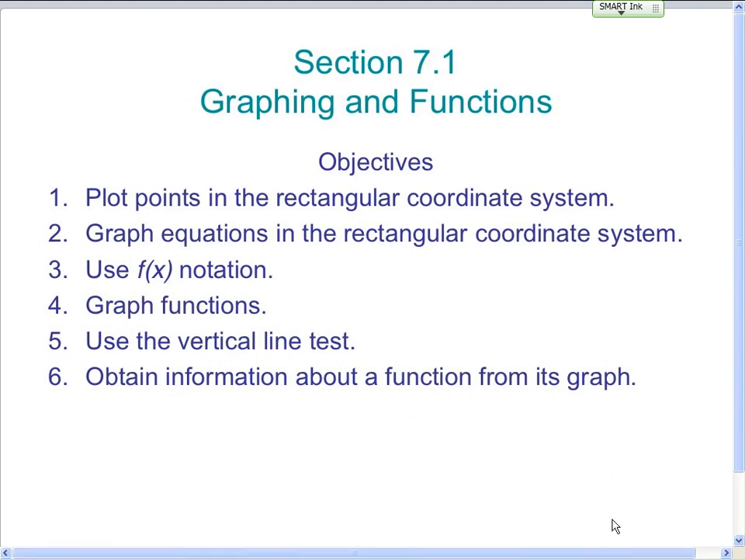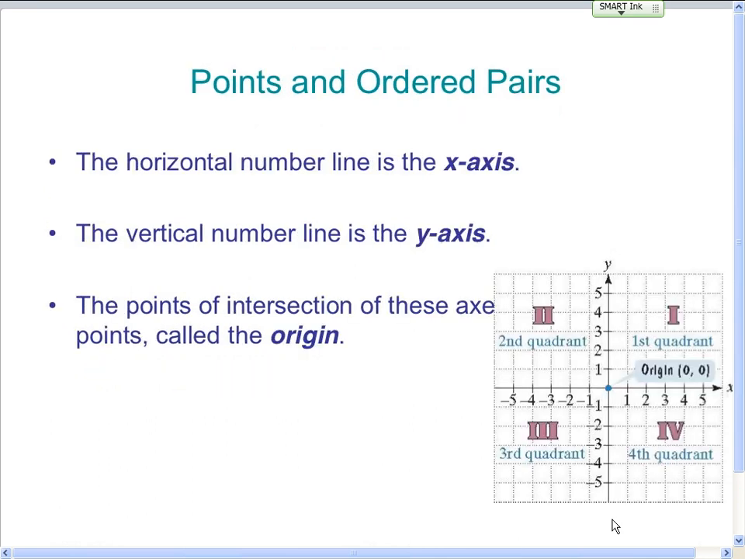This is section 7.1. We're going to be talking about graphing and functions. A lot of this first part is just review. You should have seen this in Algebra 2, Geometry, Algebra 1, Pre-Algebra. But just to make sure everybody's talking the same language.